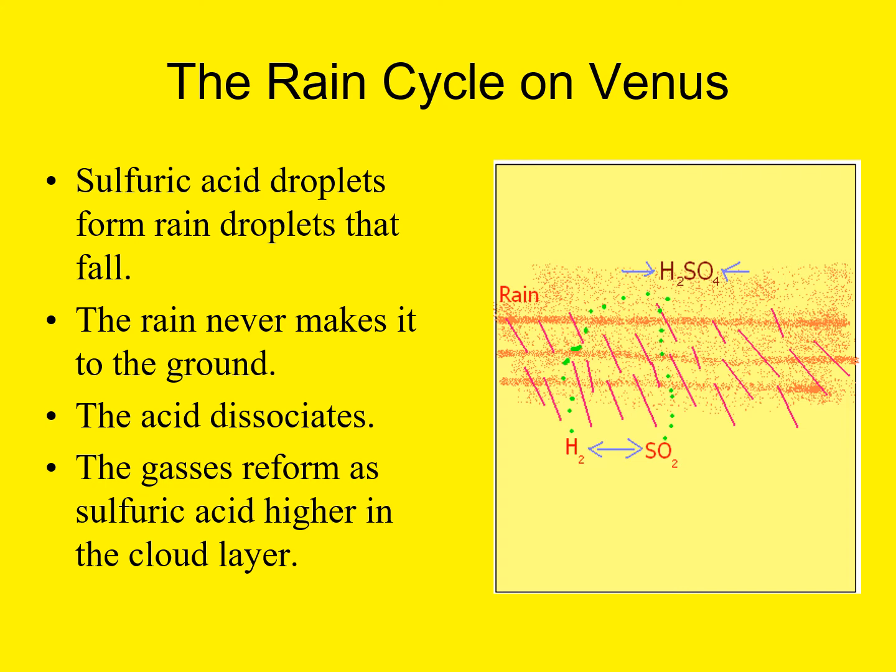On Venus, the sulfuric acid droplets will form in the clouds, and as they get heavy enough, they will fall, due to gravity, just like on Earth with the raindrops. But remember, at lower altitudes, it's not stable as a droplet. And so what happens is it starts to evaporate, and then the high temperature actually dissociates it. It pulls it apart into hydrogen and sulfur dioxide. That's an endothermic reaction, so it actually takes heat from the atmosphere.